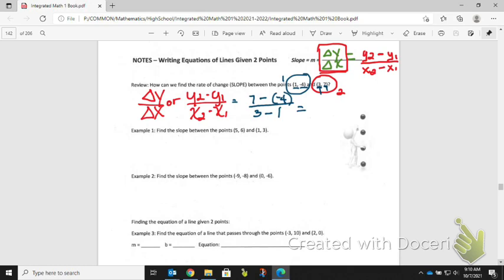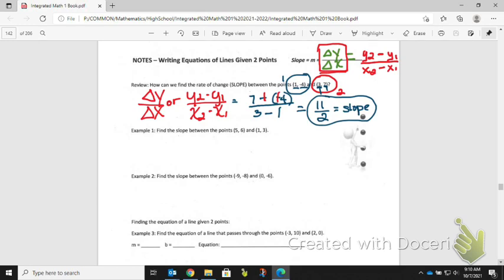So when I simplify this, we can't have a double negative. I can't subtract a negative. So I end up adding the opposite. And 7 plus 4 is 11, and 3 minus 1 is 2. So the slope of these two points would be 11 halves, or 11 divided by 2. And that's your answer. Okay? I know it's not pretty, but that's what it is.